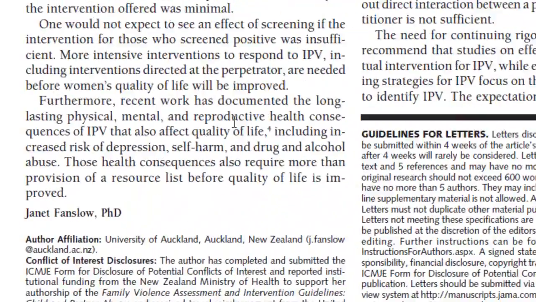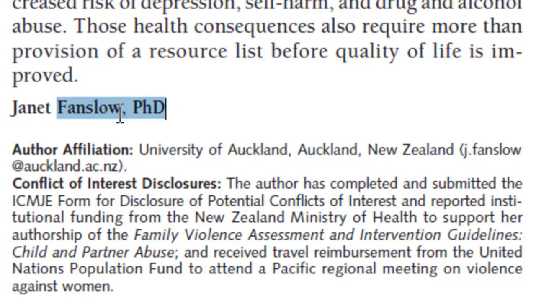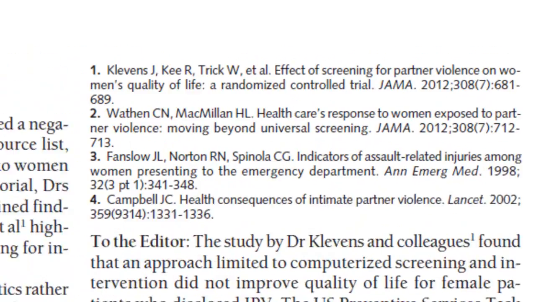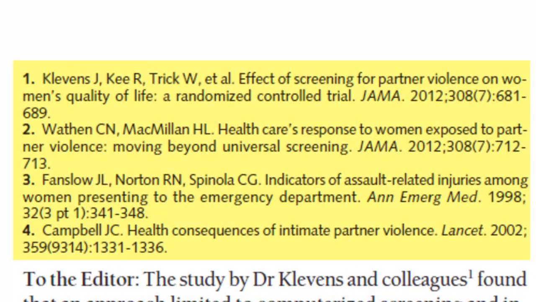But if we go down to the bottom of it, again, we get author information, she's a PhD, author affiliation, conflict of interest disclosures, and then lastly, when I scroll up to the top of the page, I get a reference list or a bibliography. So even though this is even more opinion than a commentary might be, we are getting credible information that backs up her opinion.